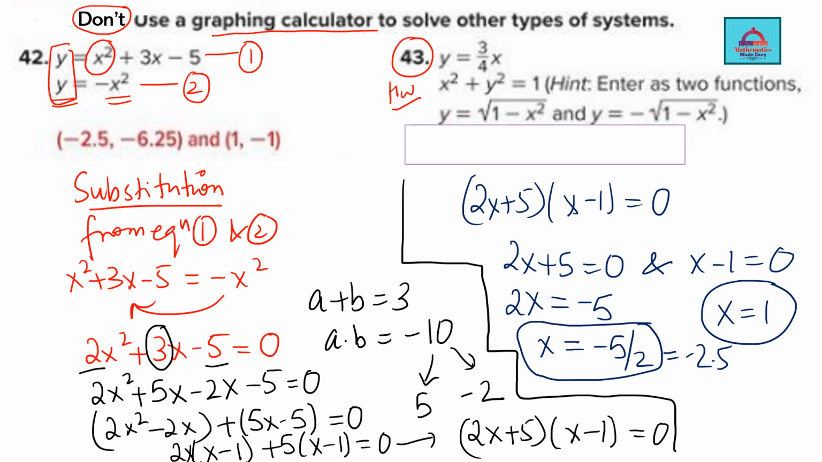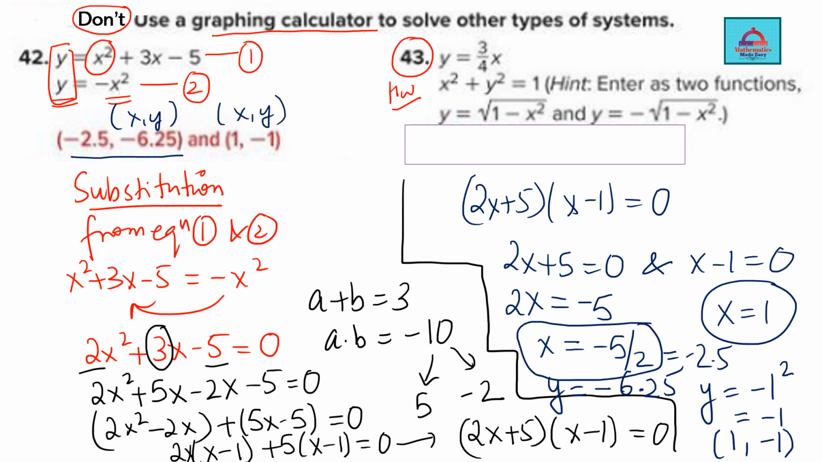So if x is 1, how much is y? Minus 1 whole square, so which is minus 1. So 1 point is 1 comma minus 1. And if x is negative 2.5, y is negative 6.25. So the second solution is this. The points are x comma y, x comma y. So that's how you get your solution using algebra and substitution.